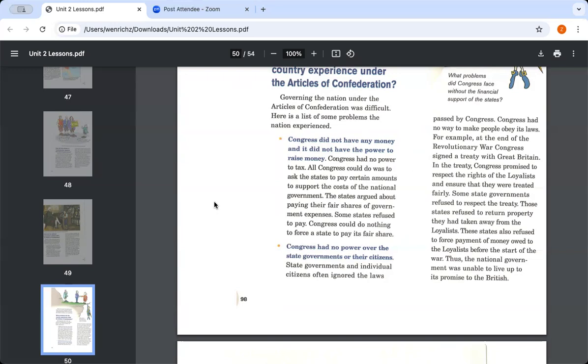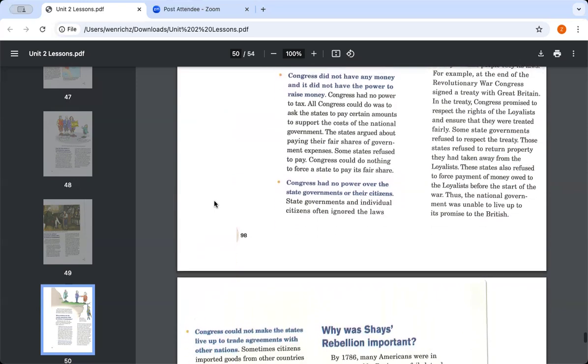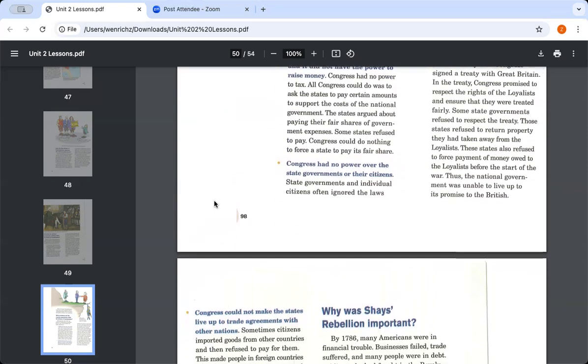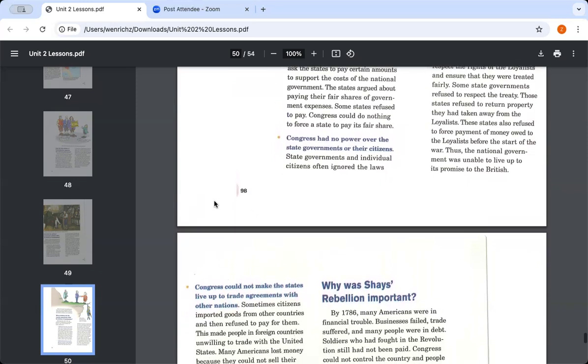Some state governments refused to respect the treaty. Those states refused to return property they had taken away from the Loyalists. These states also refused to force payment of money owed to the Loyalists before the start of the war. Thus, the national government was unable to live up to its promise to the British.